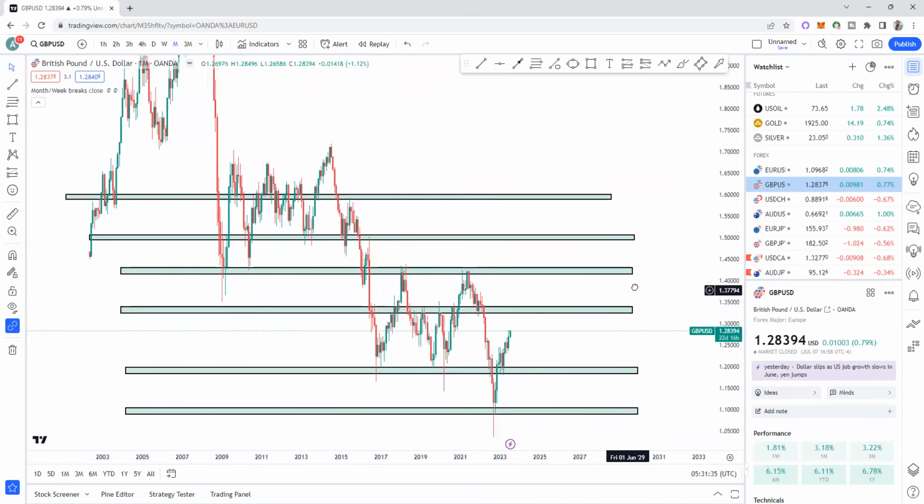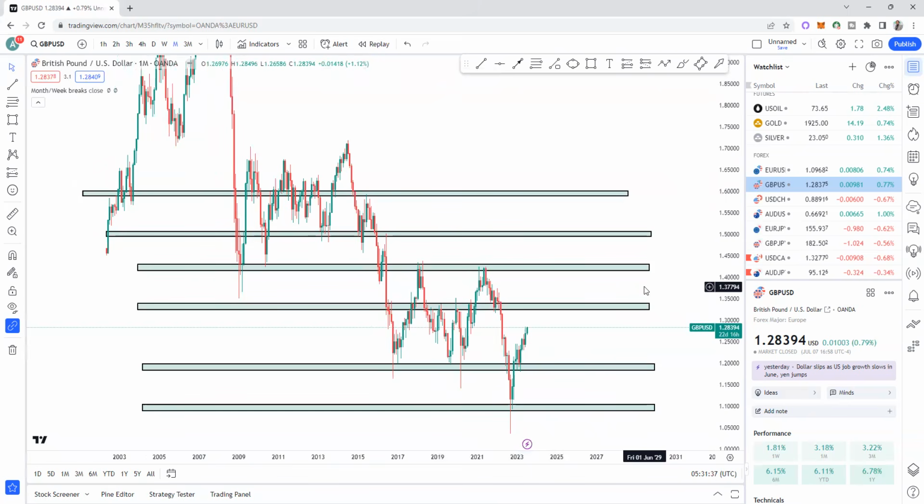The reason why we choose the monthly: I've seen different approaches. Some people like to start drawing their zones on the weekly time frame, some on the daily time frame. But I prefer to start on the monthly time frame so that you'll be able to see the market holistically and you'll be able to see price action in its beautiful form.